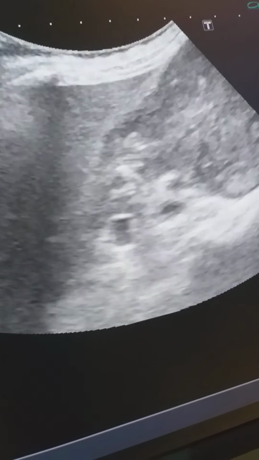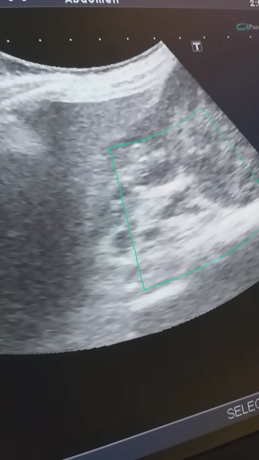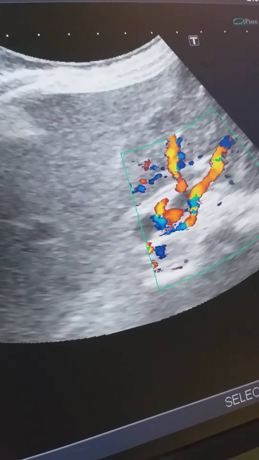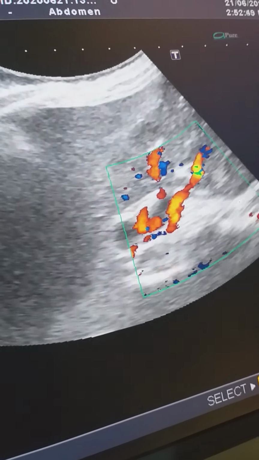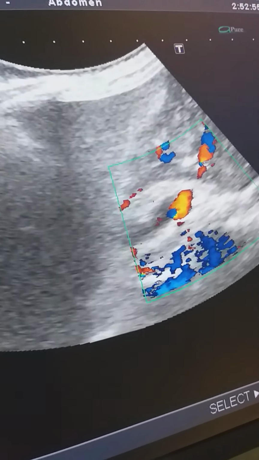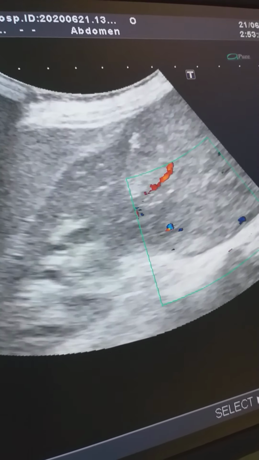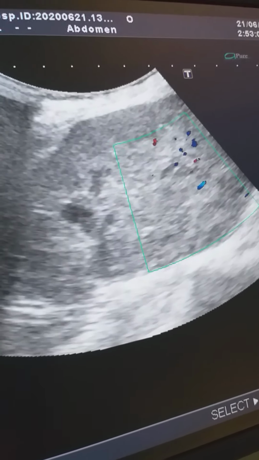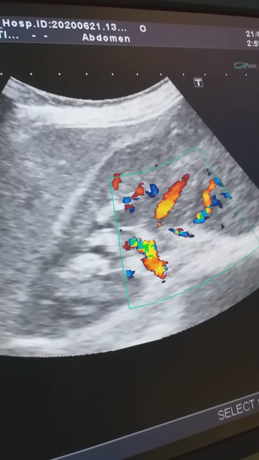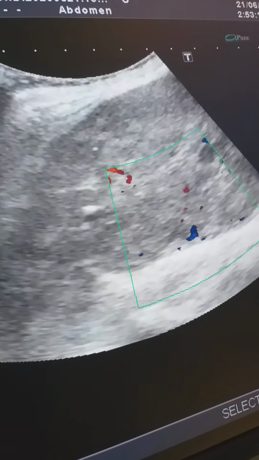and further we should see whether the mass is extending into the vessels, veins or arteries. Here we can appreciate that both arteries and veins, renal artery and vein, are intact, showing the flow. So still the mass is limited to the inferior pole of the kidney and perinephric tissue, and still has not invaded the renal vein and renal artery.